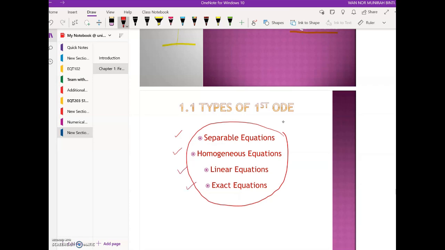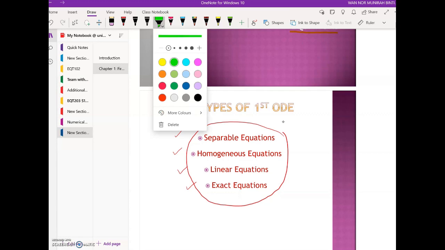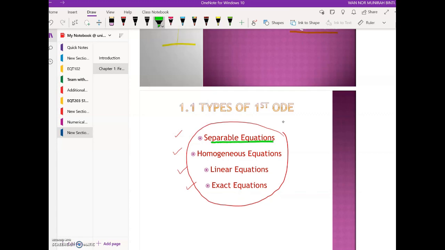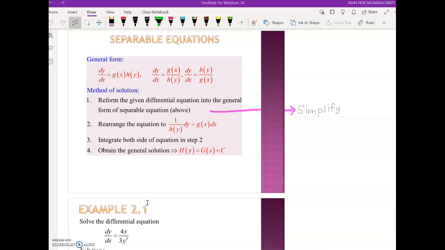In this video, I'm going to show you only separable and linear equations first. In the next video, we will talk about homogeneous and exact. So let's talk about separable equations. Okay class, I'll give you one tip here.